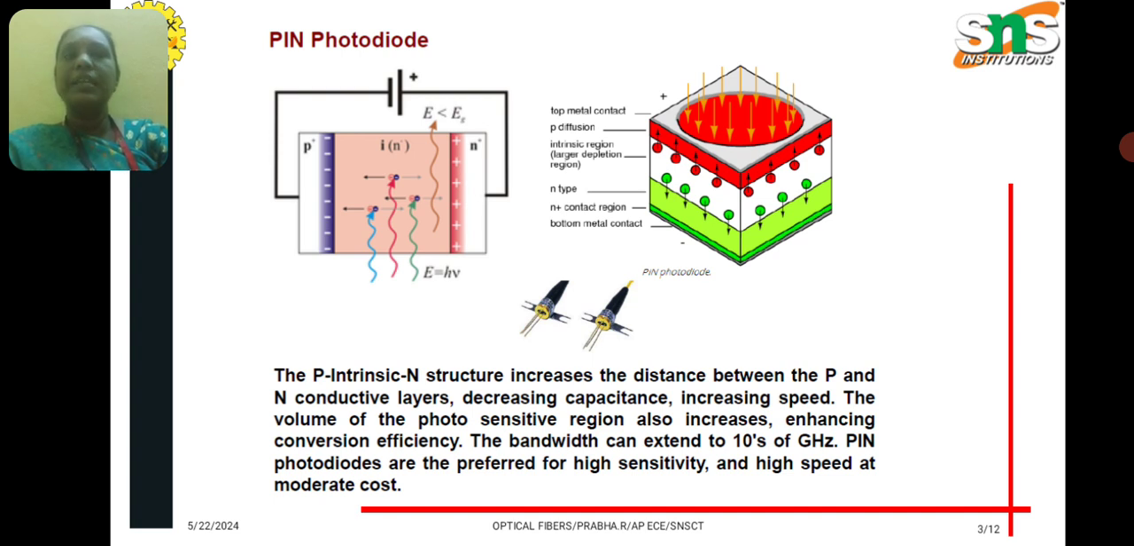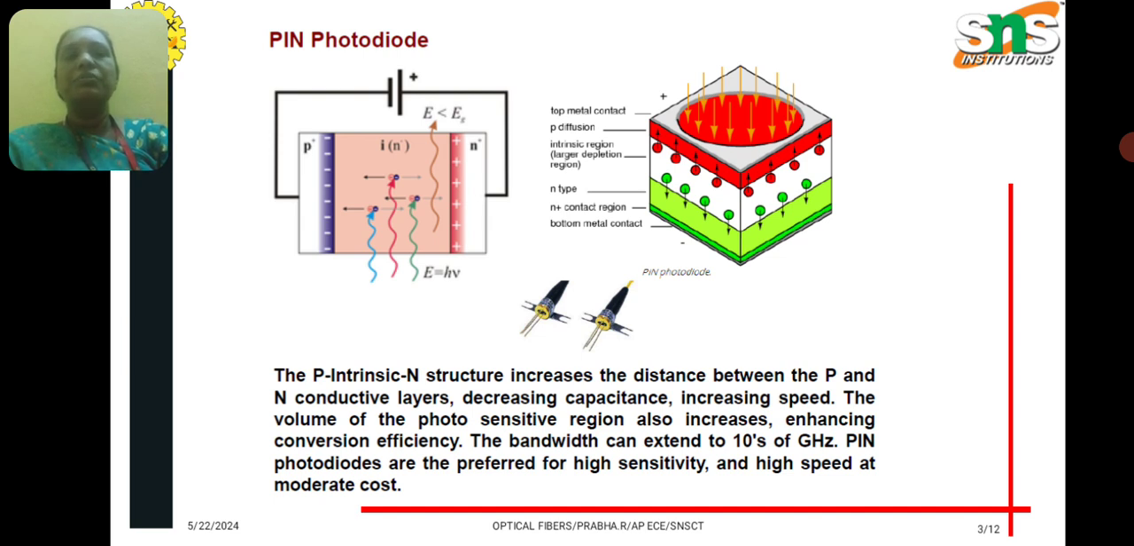The first photodetector is the pin photodiode. Unlike a PN junction diode, which consists of P and N regions, this pin photodiode consists of an intrinsic region in between the P and N junction. So by the inclusion of this intrinsic region, the distance between the P and N conductive layers increases, so that capacitance will be decreased and the speed is increased.